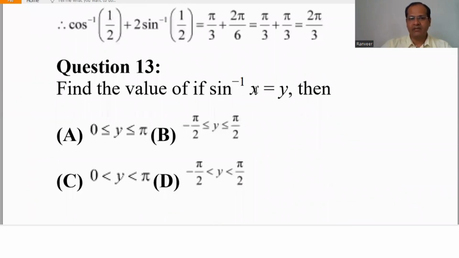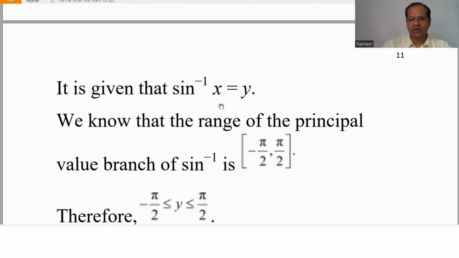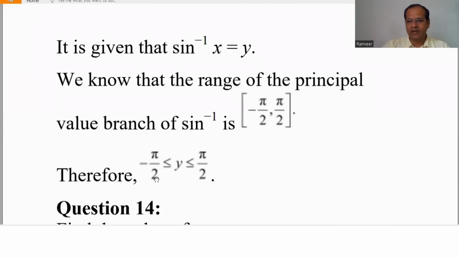Find the value of sine inverse x equal to y. Then which particular choice is correct, we have to find out. Sine inverse x equal to y, we know that the range of the principal value of sine inverse is minus pi by 2 to pi by 2. So definitely minus pi by 2 to pi by 2 is the answer.